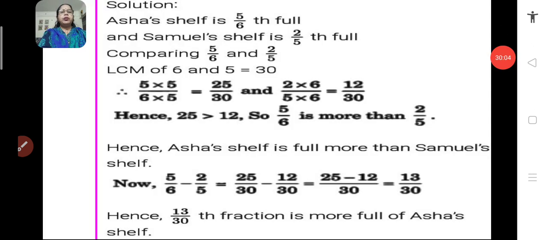Children, with this problem we come to the end of exercise 7.6 and the chapter Fractions is also over. Children, you take a pen and notebook and note down all the problems that are solved, and also practice them again so that you learn the addition and subtraction of fractions properly.